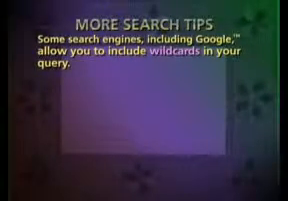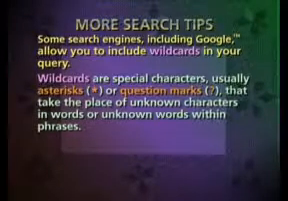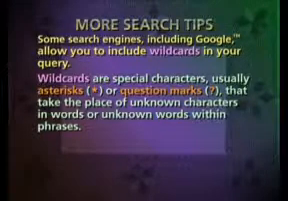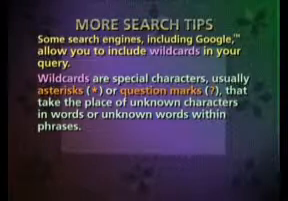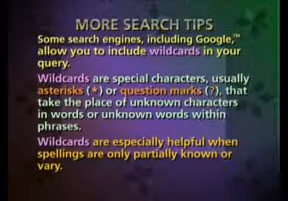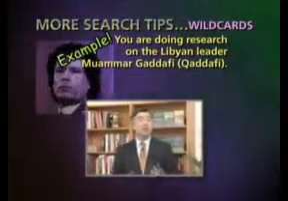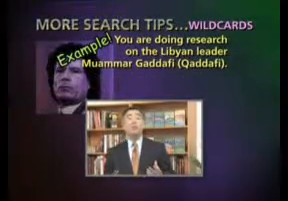Some search engines, again including Google, allow you to include something called wildcards in your query. Wildcards are special characters, usually asterisks, but sometimes question marks, that take the place of unknown characters in words or unknown words within phrases. Wildcards are especially helpful when spellings are only partially known or vary. So, for example, let's say you were doing research on the Libyan leader Muammar Gaddafi.